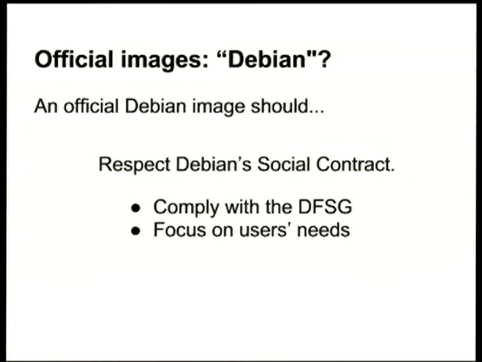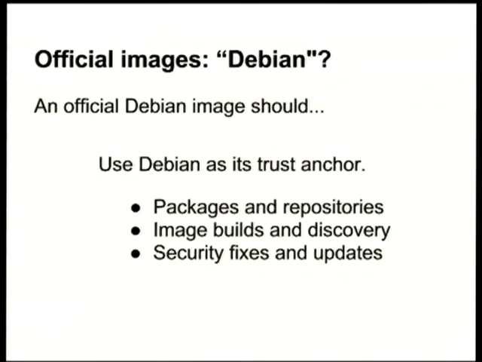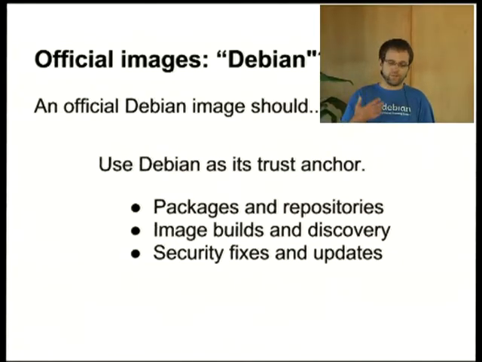So one of the things that makes Debian is, of course, our social contract, and anything that is officially Debian should respect our social contract, comply with the free software guidelines, and focus on users' needs. Those are the two core principles of Debian. We should stick with that. Anyone who uses something that's officially Debian should be able to rely on their trust of Debian to trust the image. They should be able to anchor their trust in Debian.